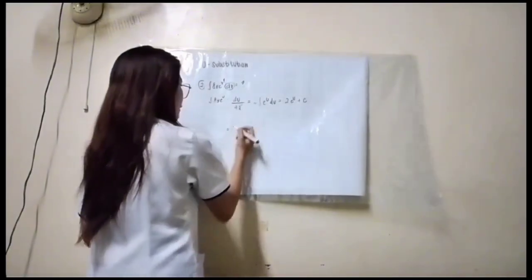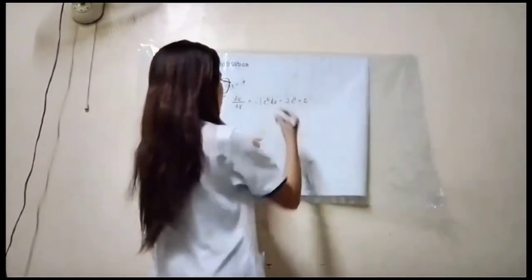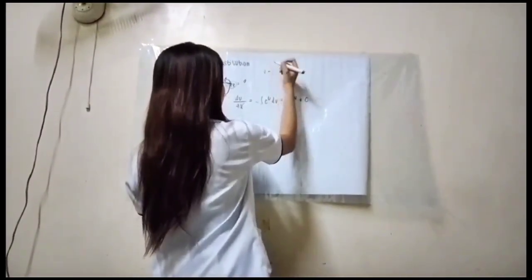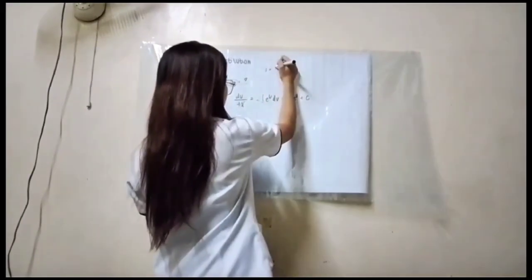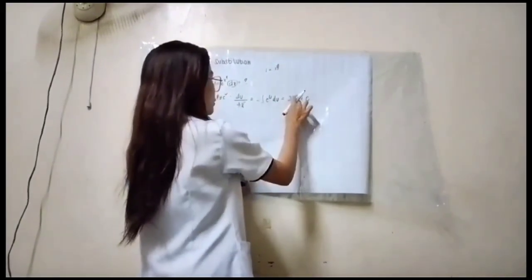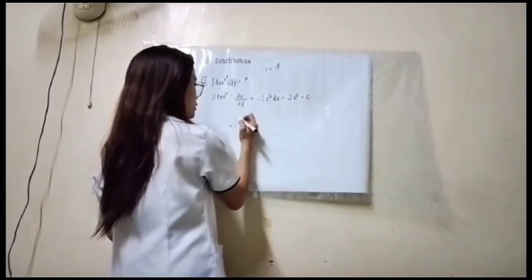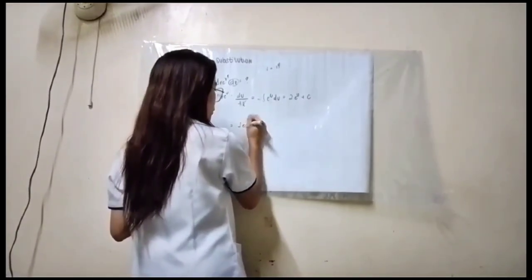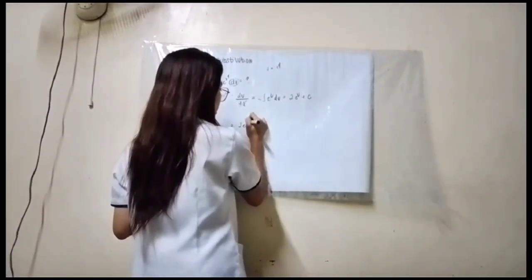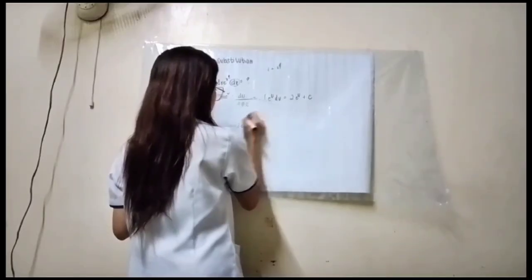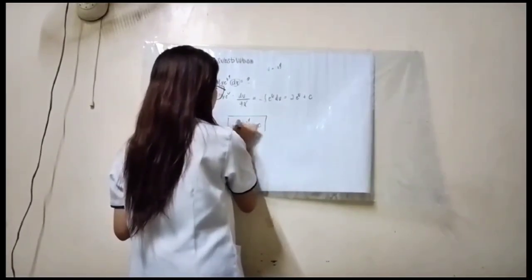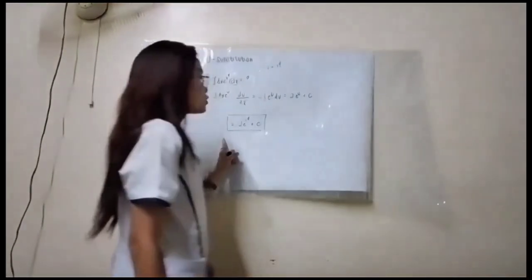Just like I said previously, we replace this u, where our u is x^4. So the answer will be 2 e to the x^4 plus c. So that will be the answer using u substitution.